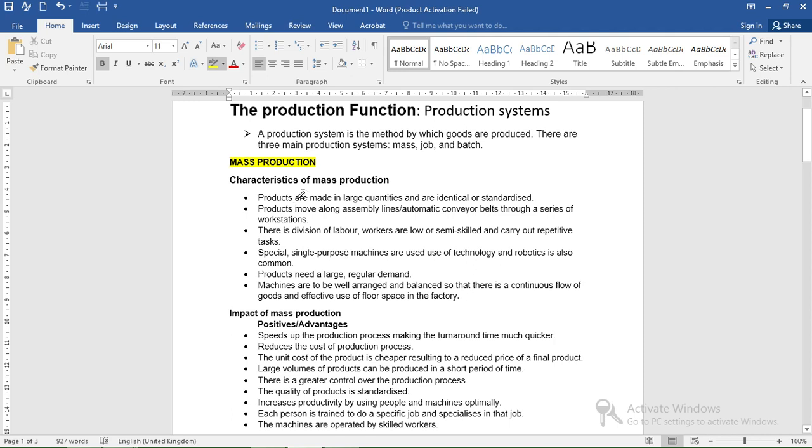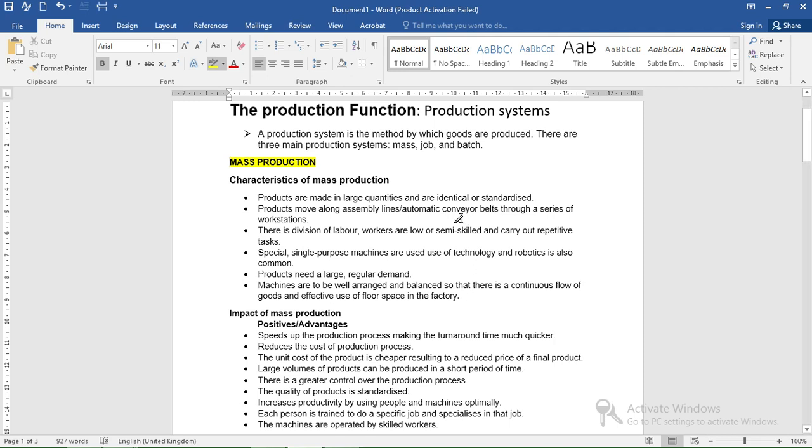So how does it work? Products are moved along assembly lines. Mass production uses what are called assembly lines or conveyor belts, automatic conveyor belts. It means they move in a line, whereby at each and every point along that line there's a small thing that is happening to the product up until the end of the assembly line, whereby the product is finished, right?